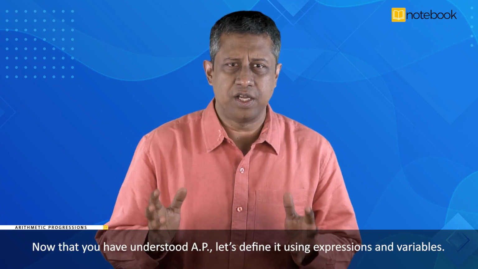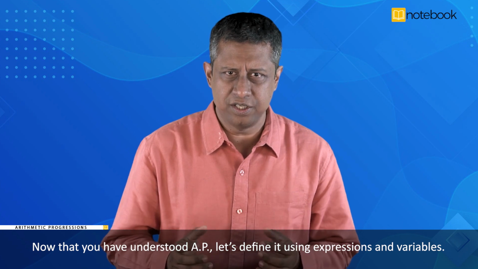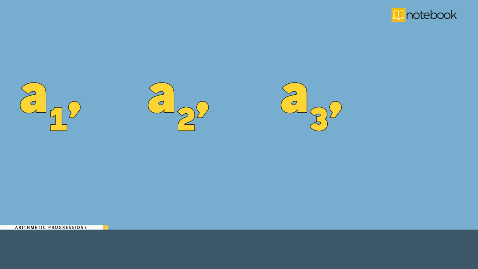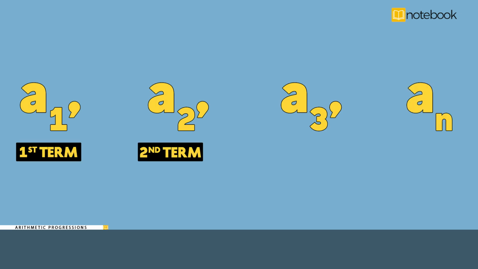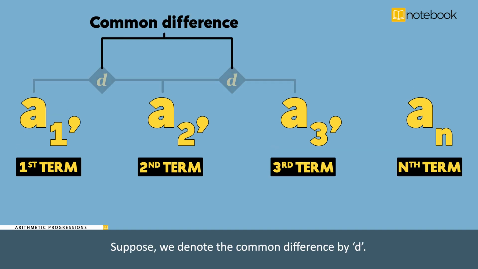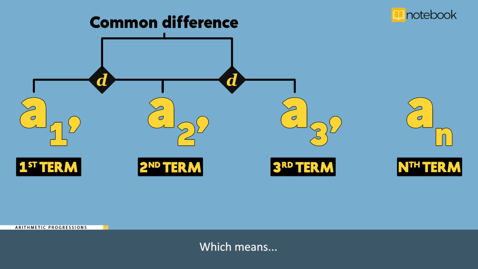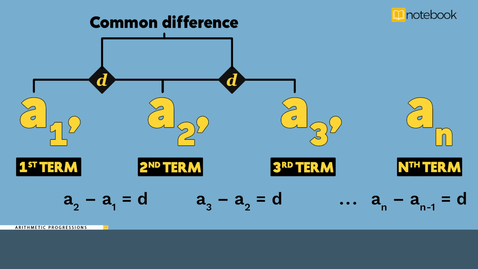Now that you have understood AP, let's define it using expressions and variables. In general, we may denote an AP by a1, a2, a3 up to an. That means a1 is the first term, a2 is the second term, and likewise an is the nth term. Suppose we denote the common difference by d, which means a2 minus a1 is equal to d, a3 minus a2 is also equal to d, a4 minus a3 is equal to d, and so on. an minus a(n-1) is also equal to d.